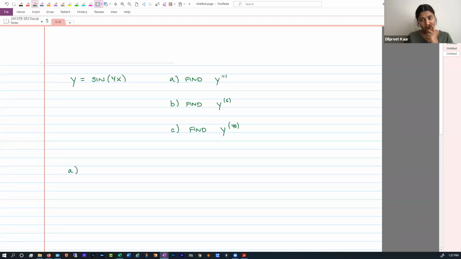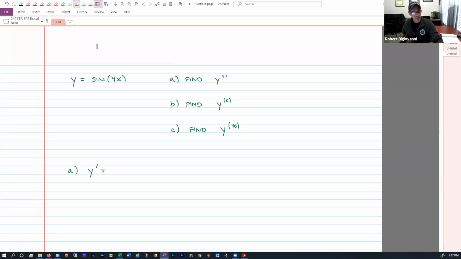Okay, so let's start with part A. So for part A, let's do y prime. So y prime, please pay attention. We have an outer function and we have an inner function, don't we? This is composition, so we have to do chain rule.